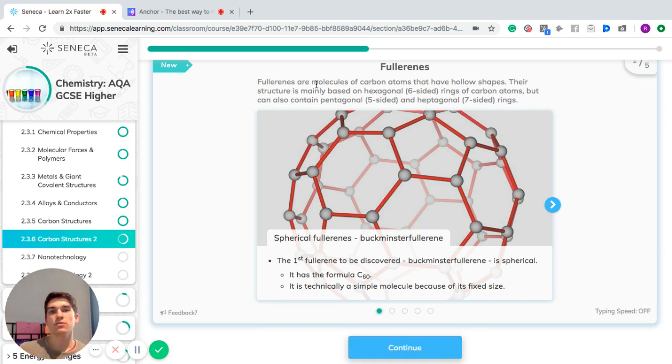Fullerenes are molecules of carbon atoms that have hollow shapes, and their structure is mainly based on hexagonal or six-sided rings of carbon atoms. But they can also contain pentagonal, which are five-sided, and heptagonal, which are seven-sided rings. So there are these fullerenes called Buckminster fullerene, which is quite a difficult word, but all that means is that the fullerenes are spherical. And this was the first fullerene to be discovered. It has a chemical formula of C60, so it's just 60 carbon atoms, and it's technically a simple molecule because of its fixed size.